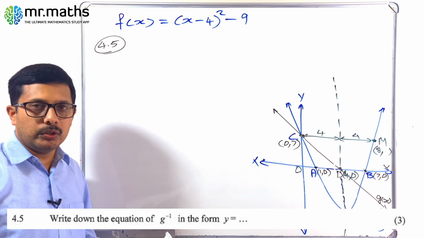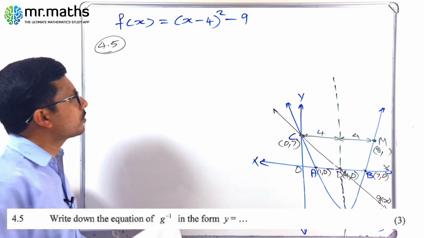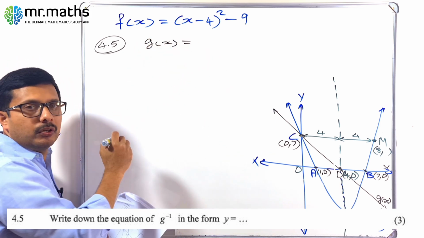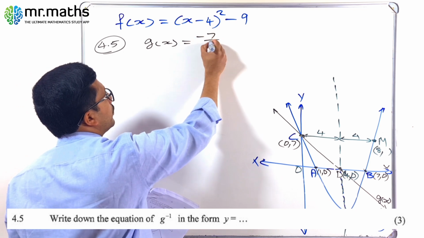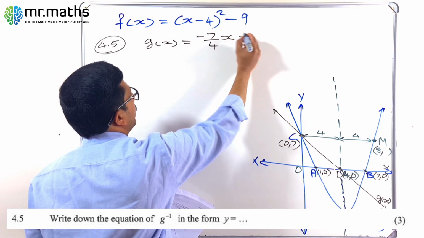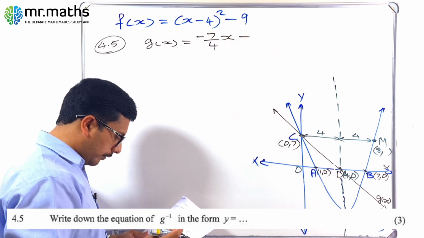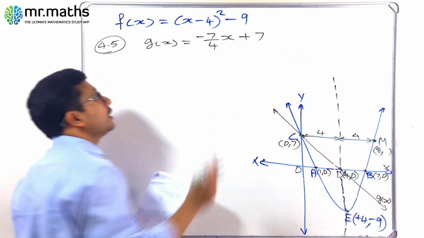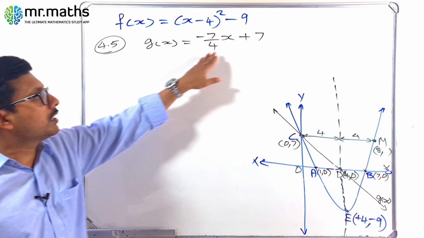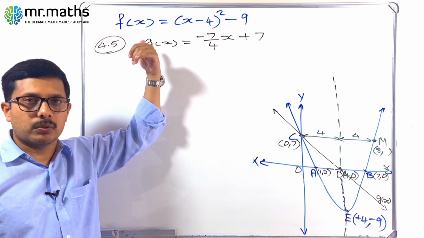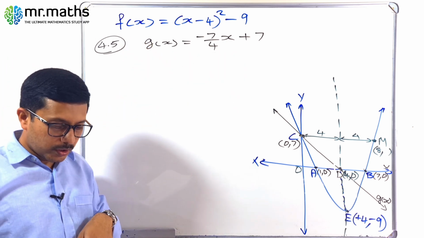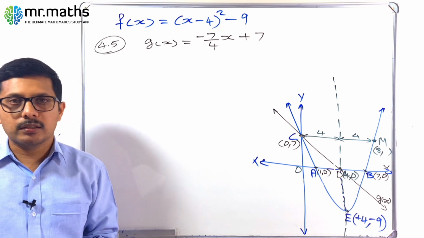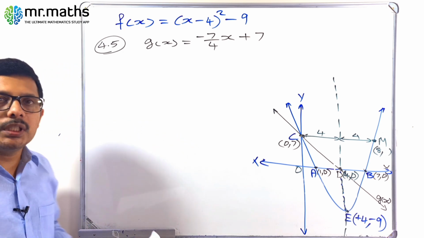You have to write the equation of g inverse. First of all, what is g of x? In the previous question we got the answer g of x is minus 7 over 4 x plus 7. This is the equation of g of x from the previous question. Here the question is, you have to write the equation of g inverse of x.